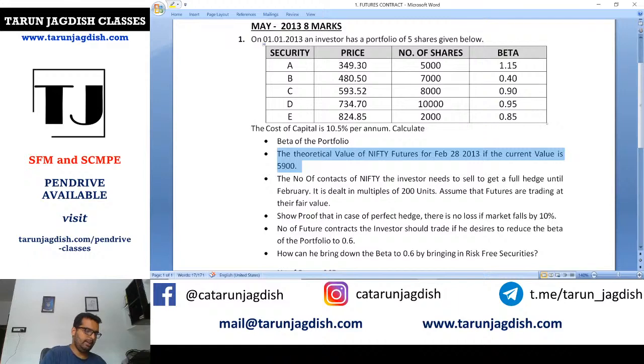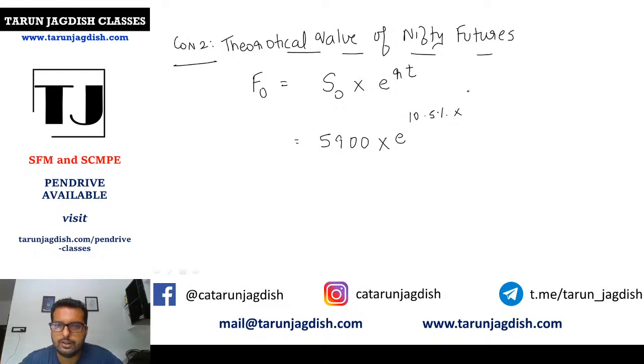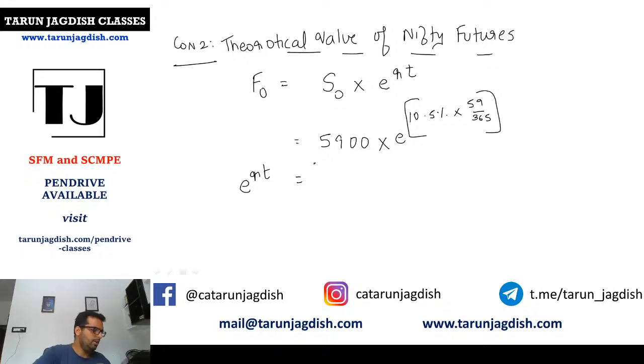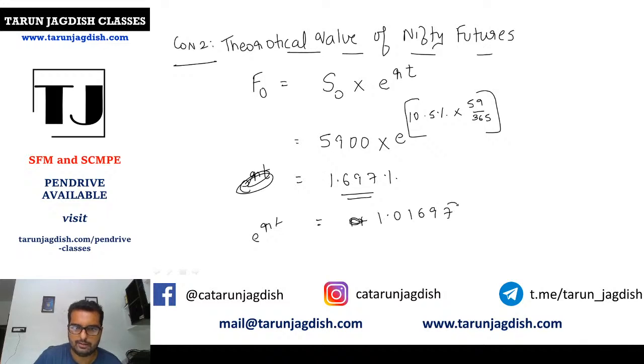10.5% into time they have told for February 28. So January 31 days, February 28 days, total will be how many days? 59 days. This into 59 divided by 365. Okay. So let's first find out e raised to RT. That is very crucial. So what is 10.5 into 59 by 365 would be 1.697 percentage. So e raised to RT would be 1 plus 0.01697 plus 0.01697 square divided by 2. Am I right?